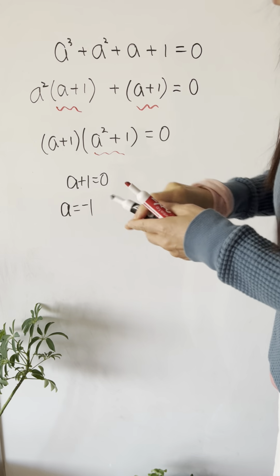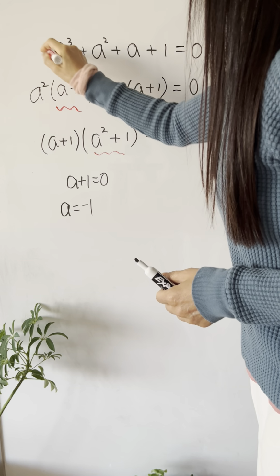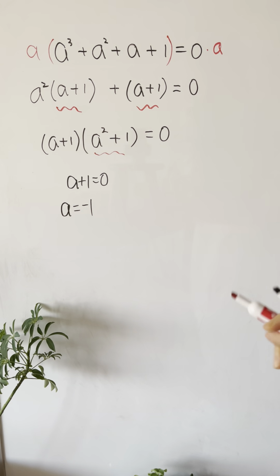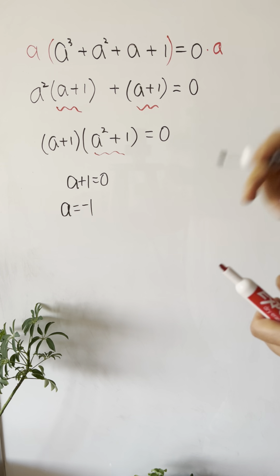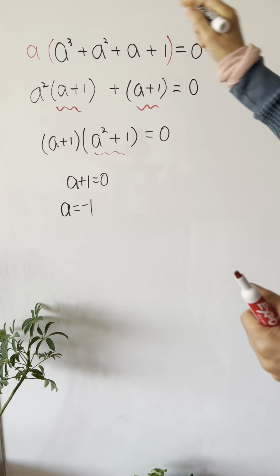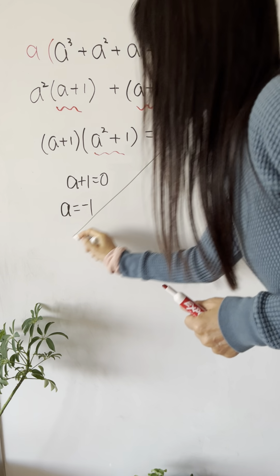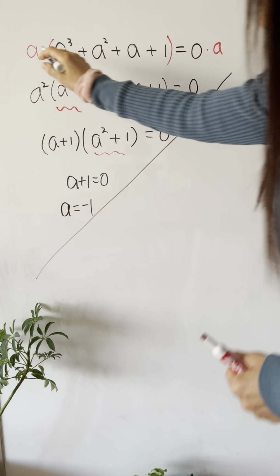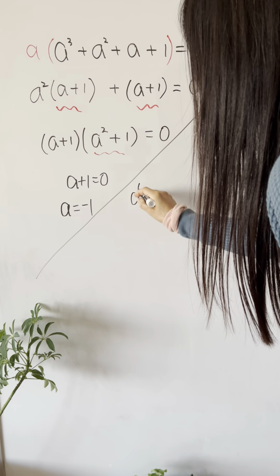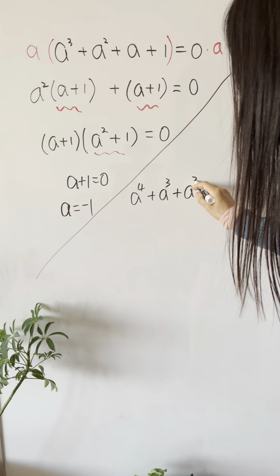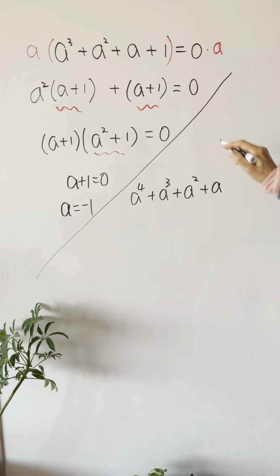So I want to multiply by a minus 1 on both sides. Right? Because with an equation, I can always multiply a number on both sides. If I do that, what do I get? I'm going to write on this side. So I get a to the fourth power plus a cubed plus a squared plus a. 1 times a is a. And 0 times anything would be 0.